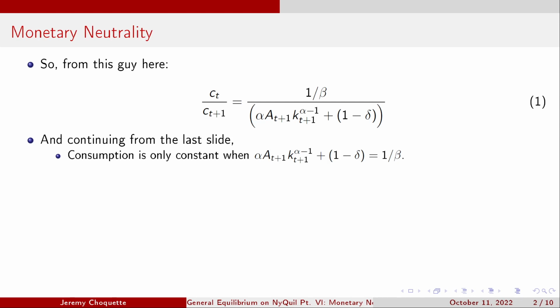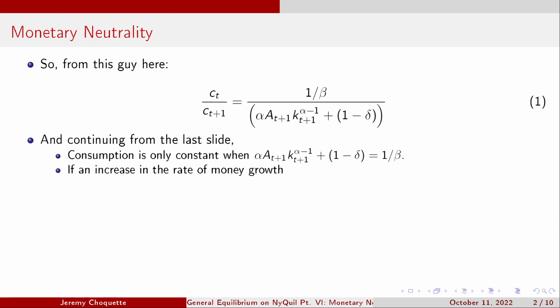In the last presentation, I said consumption would only be constant when the marginal product of capital less depreciation is equal to 1 over beta. Remember, 1 over beta is that 1 plus rho. So when the marginal product of capital less depreciation is equal to how impatient you are, consumption will be constant. Why? Well, the marginal product of capital less depreciation is basically the marginal benefit of saving an additional dollar, and that 1 plus rho is the marginal cost of saving an additional dollar. So when the marginal benefit of saving a dollar is equal to the marginal cost, you are at this break-even point.